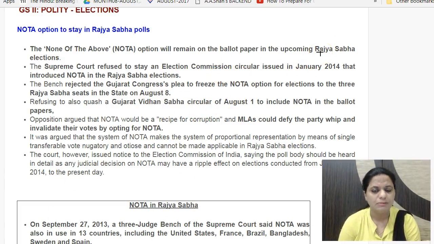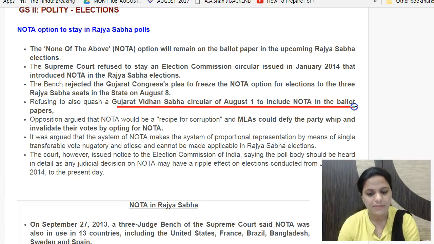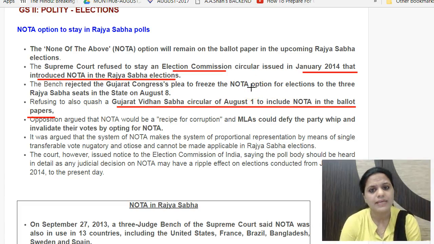These 3 seats which will be filled from Gujarat in the Rajya Sabha, the elections are due. When the Gujarat Vidhan Sabha brought forth a circular on 1st August 2017 to include NOTA in the ballot papers, the opposition Congress approached the Supreme Court asking for a stay on NOTA in Rajya Sabha elections. NOTA in Rajya Sabha elections was introduced by the Election Commission in 2014 through a circular clarifying how elections with NOTA would take place in Rajya Sabha. Including NOTA in elections took effect from 2013 after the Supreme Court gave its ruling. Before that, the Election Commission had been recommending NOTA, but governments were not ready to accept and implement it. Eventually, with Supreme Court intervention, since 2013 EVMs have the NOTA button.